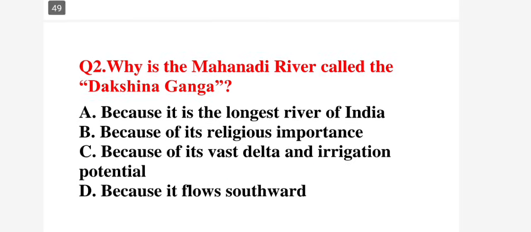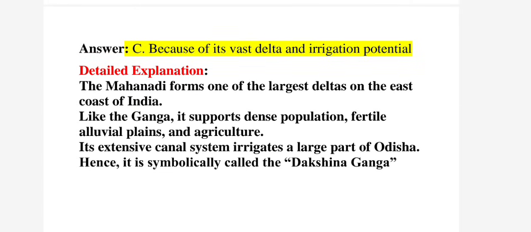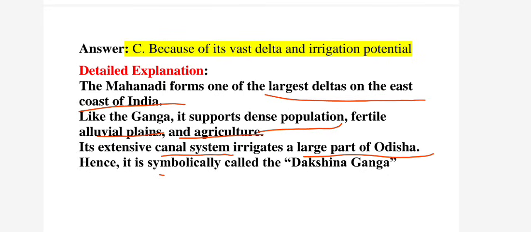The Mahanadi river forms one of the largest deltas in the east coast of India. Like the Ganga, it supports dense population, fertile alluvial plains and agriculture. And its extensive canal system irrigates a large part of Odisha. Hence, it is symbolically called the Dakhin Ganga of Odisha. Do remember this, the Mahanadi is also called the Dakhin Ganga of Odisha. So let us move to the next question.